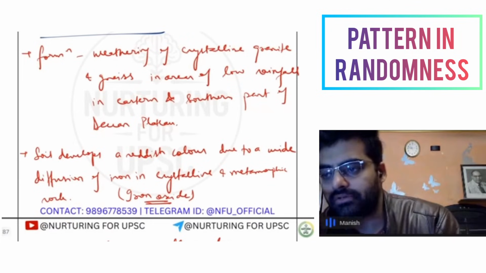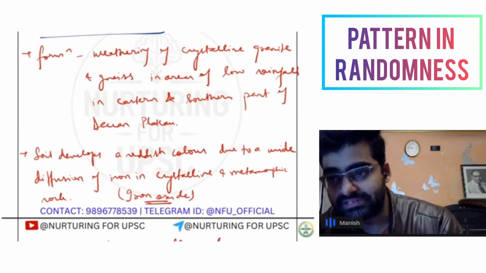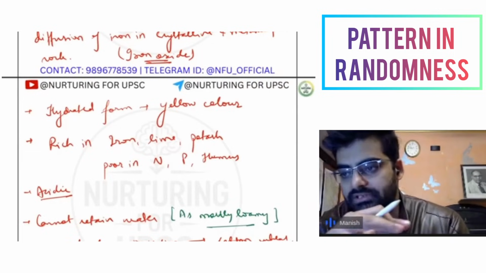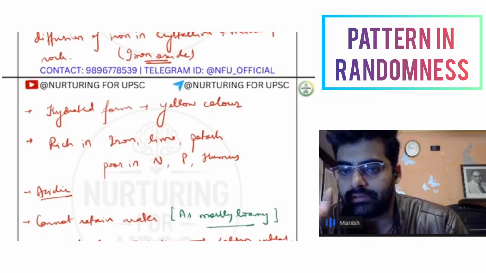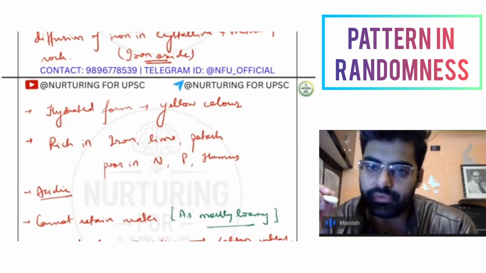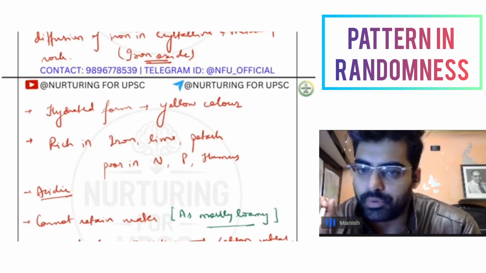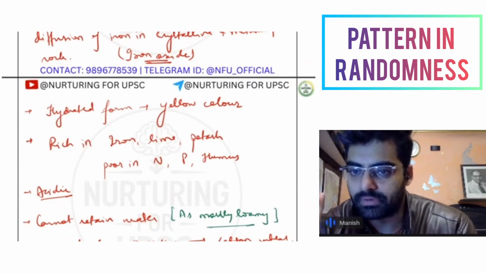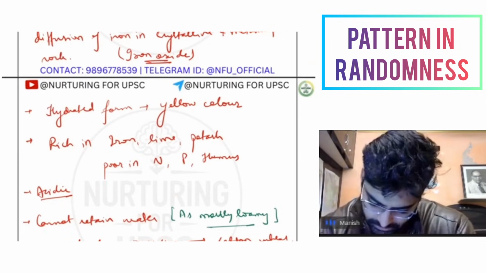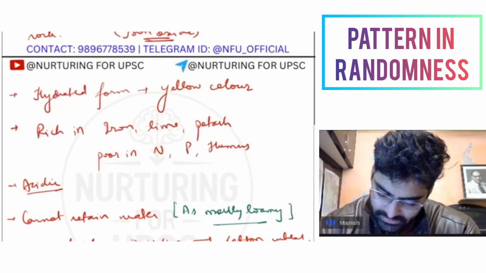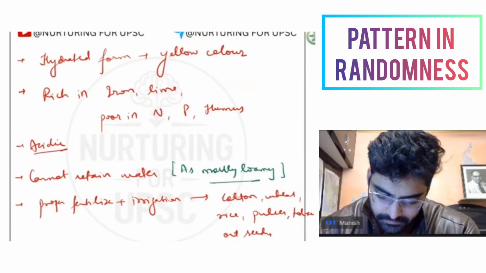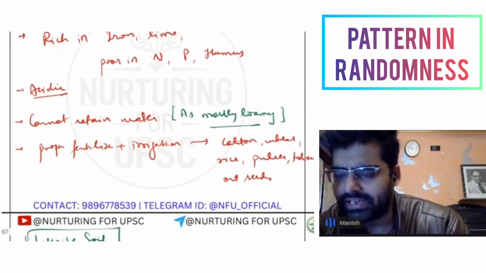So it is that iron oxide in that red and yellow soil which imparts its red color. And the hydrated form of this red soil has yellow color. If we look at the properties of nutrients, it is rich in iron, lime, potash, but poor in N, P, and humus. So what is N? Nitrogen. P is potash? I think it should be phosphorus. There's some typo. Okay. So it is acidic in nature, slightly acidic.